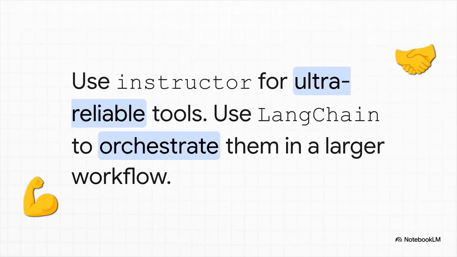But wait, it's not just an either-or choice. There's a really powerful third option here, the hybrid approach. You can use Instructor to build these ultra-reliable, self-correcting tools for your most critical tasks. Then you can wrap those rock-solid functions up and let a LangChain agent orchestrate them in a bigger workflow. This way, you really get the best of both worlds. Rock-solid reliability at the core with flexible orchestration on top.